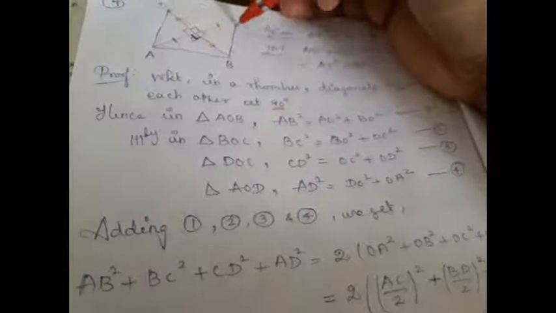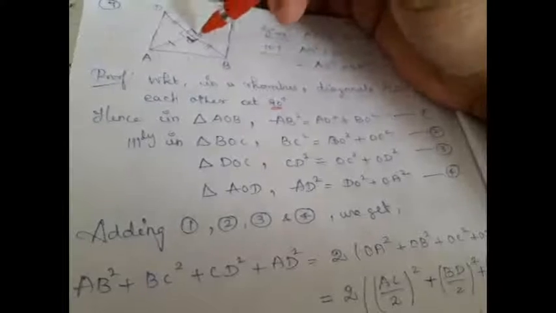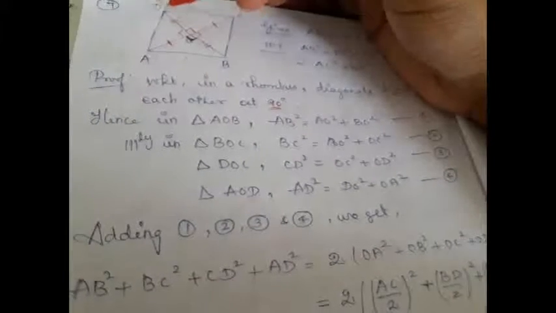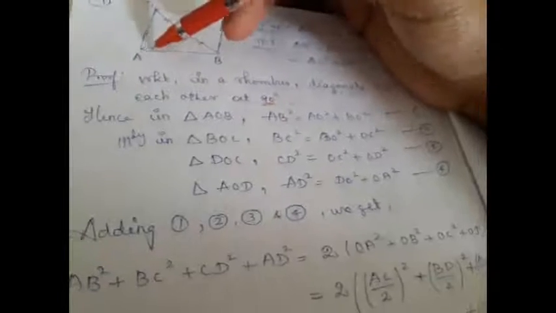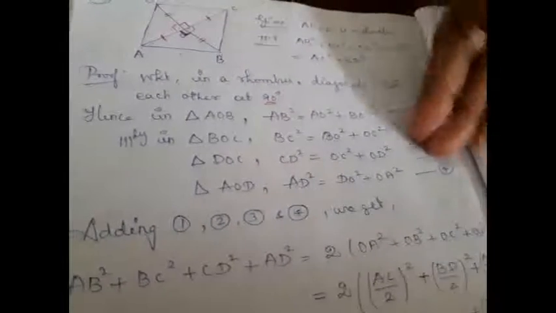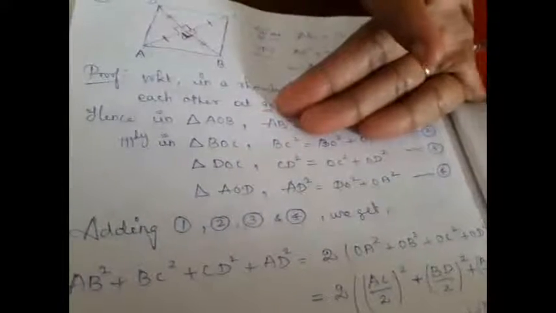Similarly here BC square is equal to BO square plus OC square. In this triangle CD square is equal to OC square plus OD square. In this triangle AD square is equal to DO square plus OA square. And now let us add all the four. So on the left hand side we got the sum of the squares of all the sides. Right hand side what we got? 2 times AO square, 2 times BO square, 2 times CO square, 2 times DO square. So twice all the parts of the diagonals.